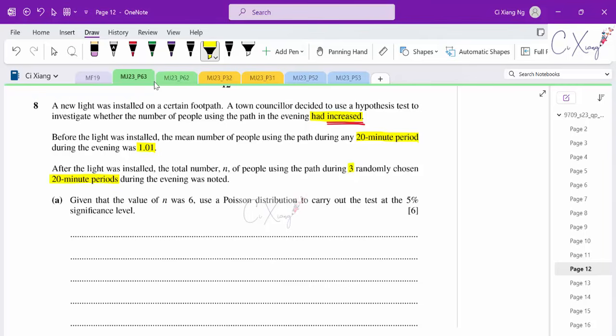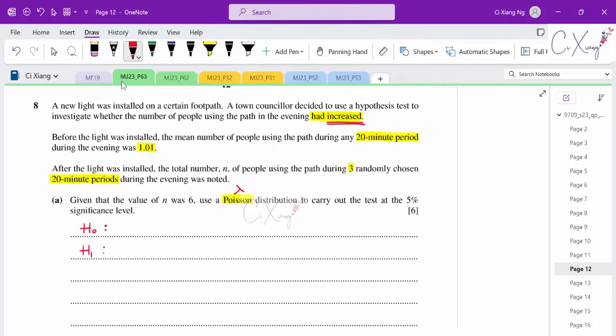Given that the value of n was 6, use a Poisson distribution, so highlight the keyword Poisson distribution, to carry out the test at the 5% significance level. We want to carry out the test using Poisson distribution. We are actually testing the lambda, or the mean. So first step, we have to set up the null and alternative hypotheses.